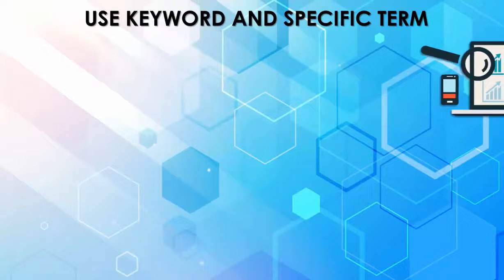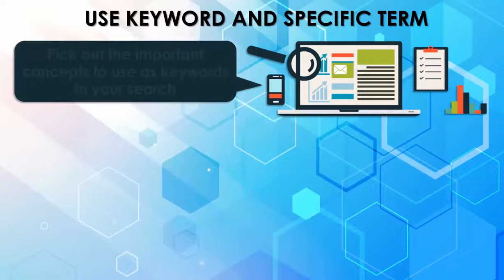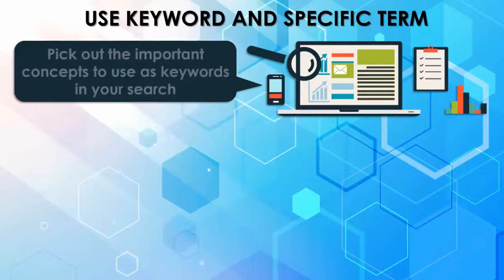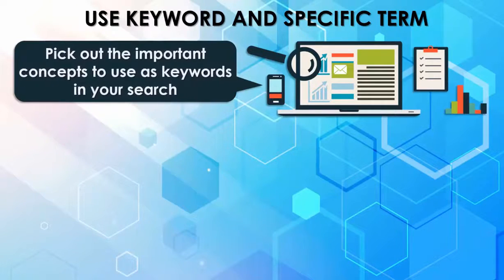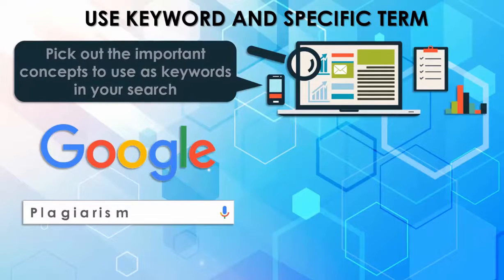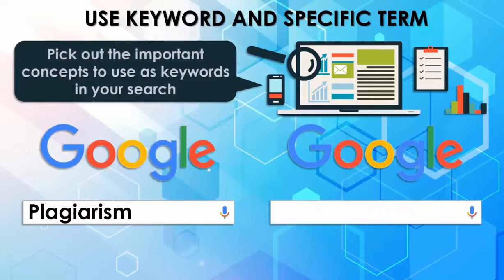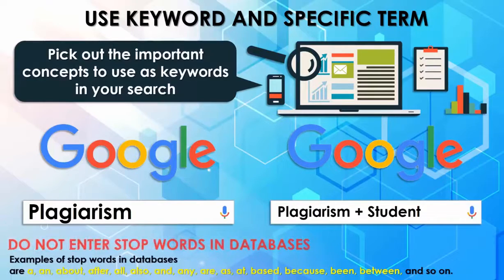Use keywords and specific terms. Use keyword terms that are specific to the subject you are researching. Do not enter long descriptive phrases or whole essay titles. Be clear about your topic and pick out the important concepts to use as keywords in your search. For example, plagiarism is common among students. Use the keyword plagiarism in your search to find your topic, or you can use plagiarism plus student in your searching.